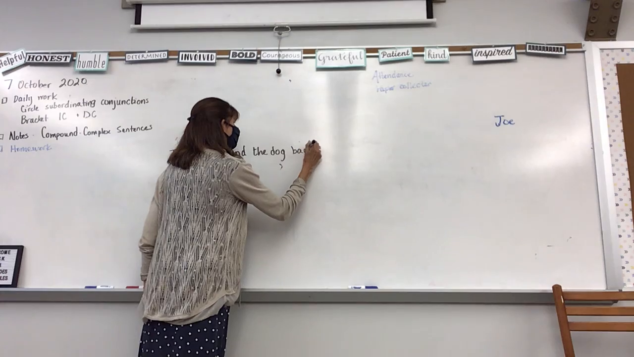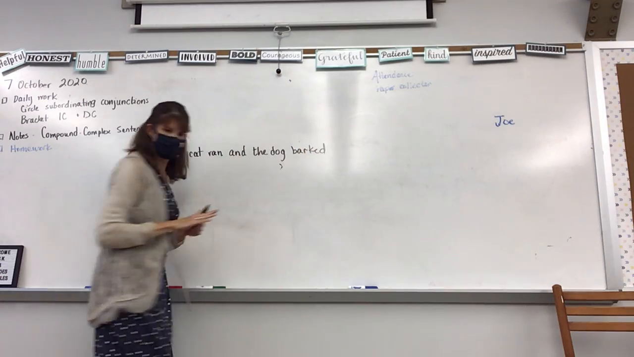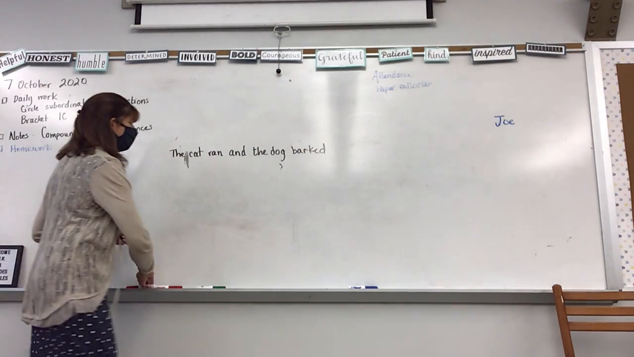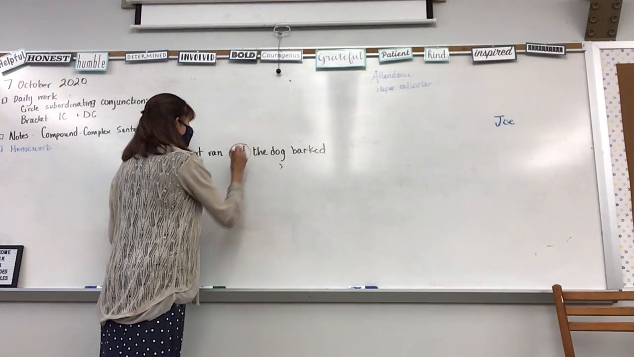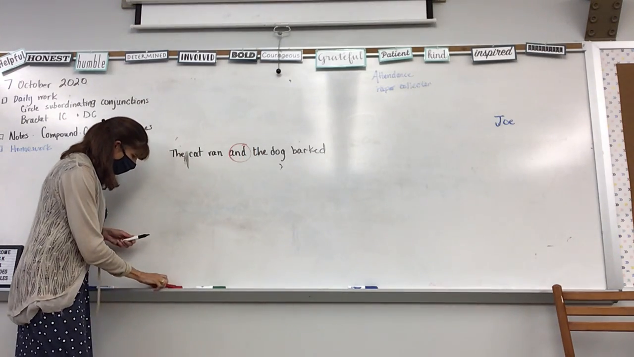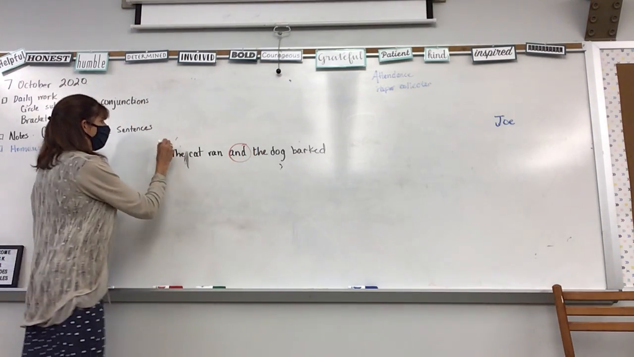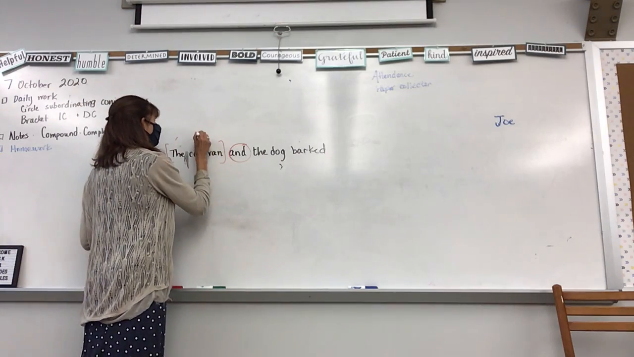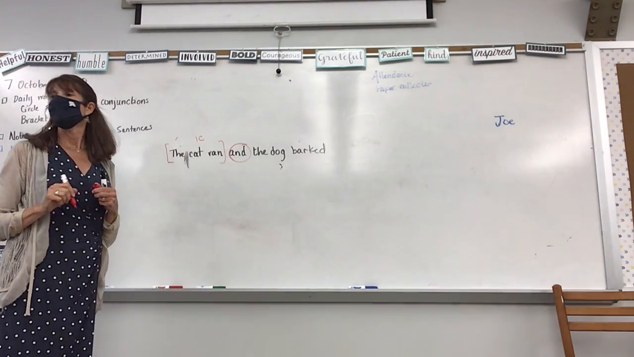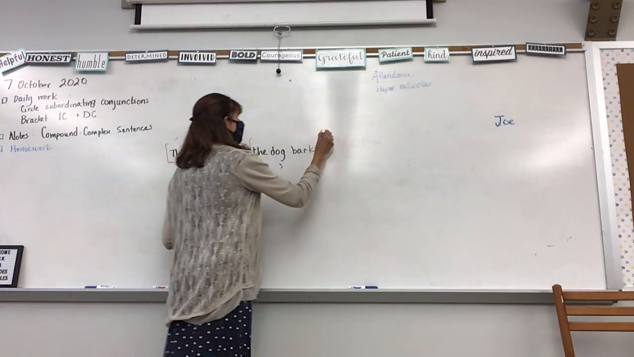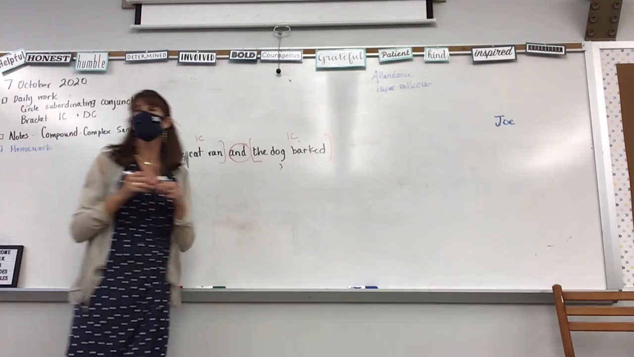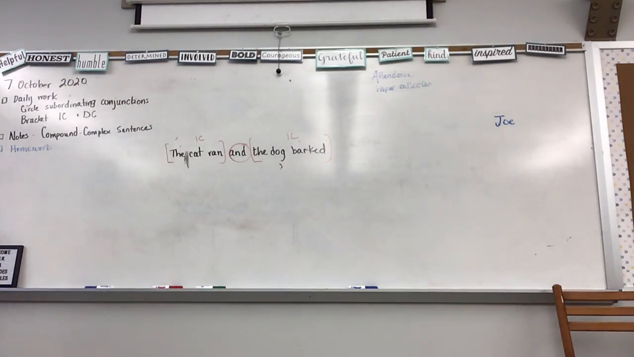Okay, Zach, what's the coordinating conjunction in this sentence? And. Okay. And then what's the first independent clause, Spencer? The cat ran. What's the second independent clause, Jack? The dog barked. Okay. Two independent clauses. So we now need to have a dependent clause added.